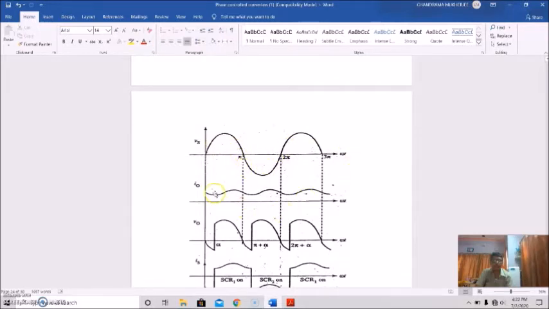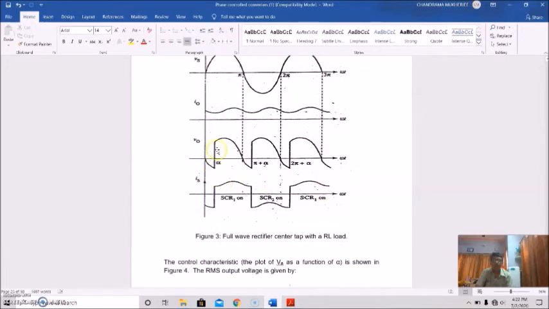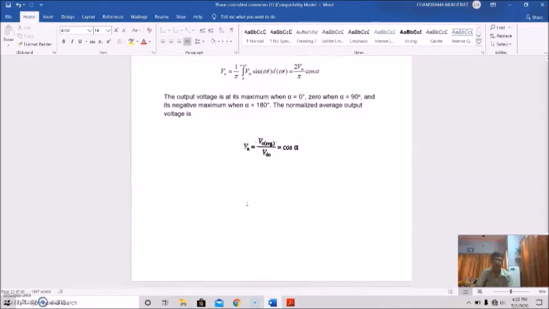This is the source, this is the continuous load current, and this is the output voltage. This is the output voltage waveform, and this is the source current for SCR1 conduction. This is SCR2. Again this is for SCR1, like this.